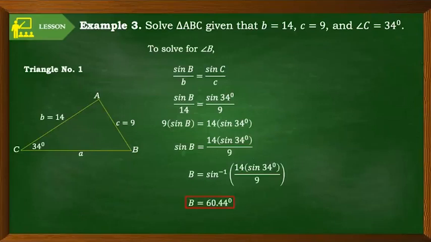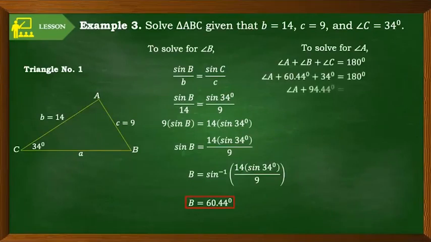To solve for angle A, we will use the triangle sum theorem. So substitute the values, combine similar terms, and subtract both sides of the equation by 94.44 degrees. So angle A is 85.56 degrees.